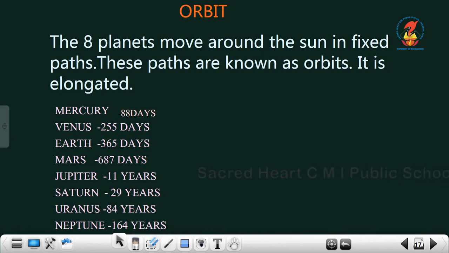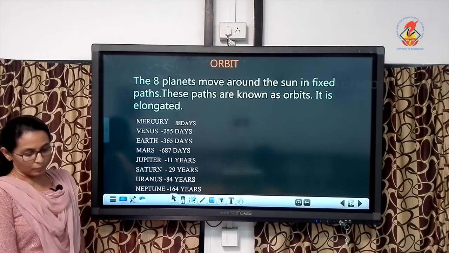All the planets take different numbers of days to complete one revolution. Mercury takes 88 days, Venus 255 days, Earth 365 days, Mars 687 days, Jupiter 11 years, Saturn 29 years, Uranus 84 years, and Neptune 164 years. Clear, children? So these are the orbital days of the planets.